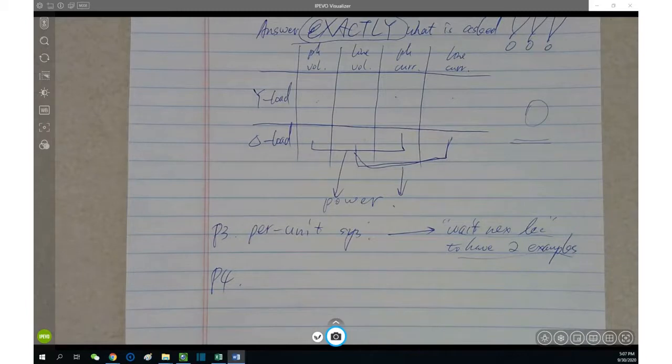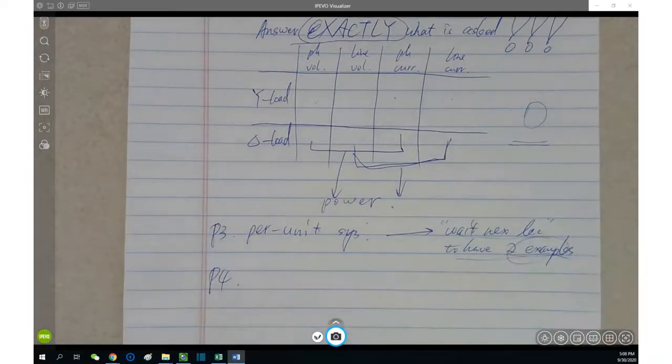The only difference with those per unit problems is, isn't it just that they'll give you impedance in per units and then you just have to find it based off the base they give you? And the real example I'm going to give you is actually how to change the base.